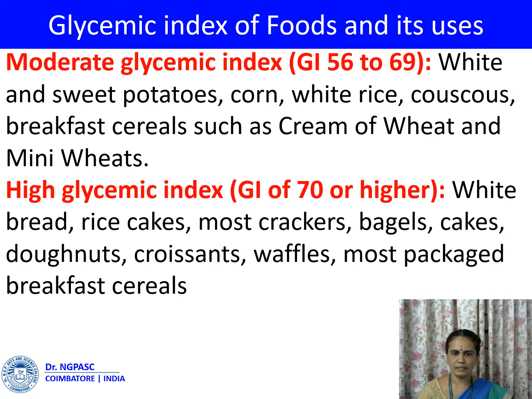And the next one is high glycemic index. The glycemic index value of these foods is higher than 70. White bread, rice cakes, most crackers, bagels, cakes, donuts, cronuts, waffles, and most packaged breakfast cereals are included under these high glycemic index foods.